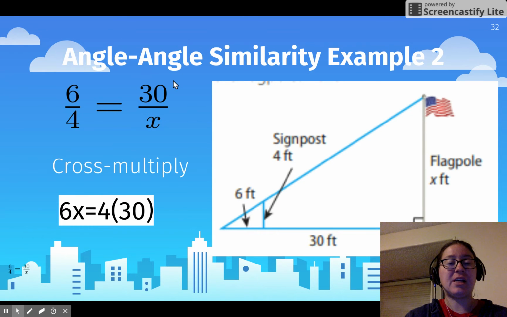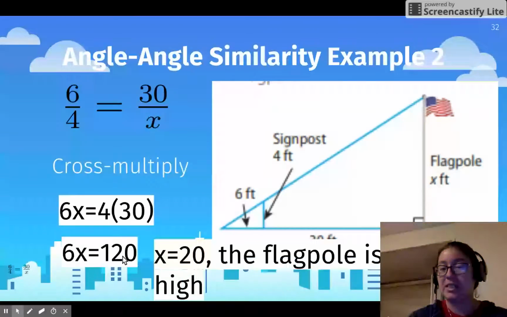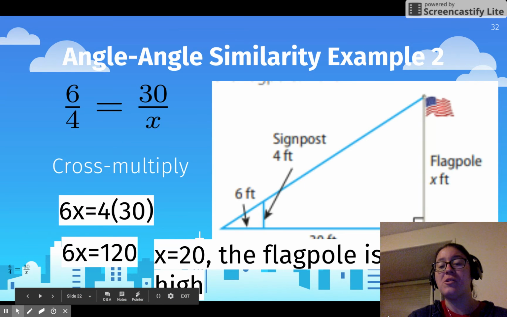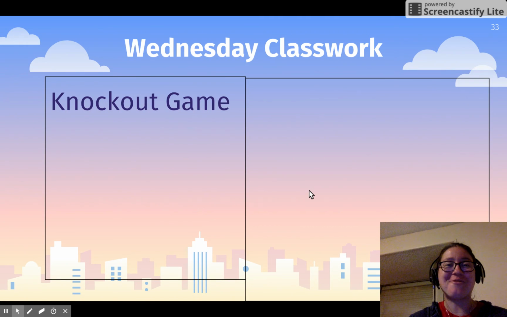4 times 30 is 120. And when we solve this one-step equation by dividing, I think we'll get 20. So in the context of the problem, our flagpole is 20 feet high. And that is one application of angle-angle similarity, because if you know that two shapes are similar, their sides will be proportional. And that's it for today.